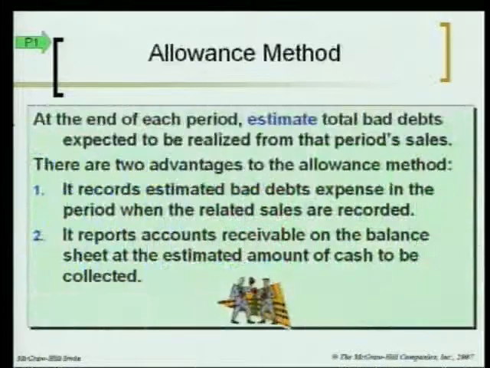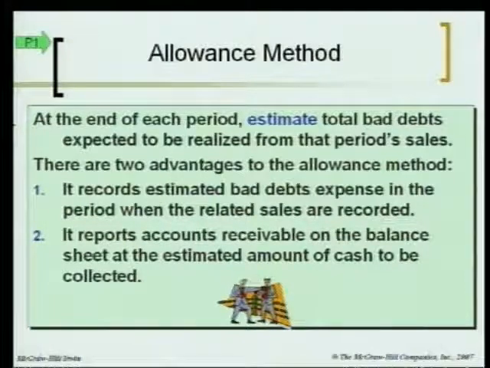So what we have to use is an allowance method. If we want to follow GAAP, we have to use an allowance method. What is an allowance method? An allowance method states that at the end of each period, we estimate total bad debt expense to be realized from that period's sales.